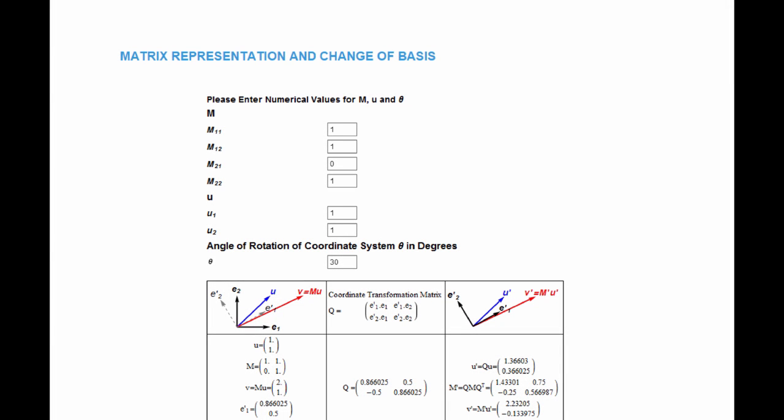On the website, you have a tool. You can input the 4 components of the matrix, the 2 components of a vector, and the angle of rotation of a coordinate system in degrees, and then the tool will give you the coordinate transformation matrix, the new vector U prime, and the new matrix M prime after multiplying by Q transpose. So you should do this by hand, and you should do it using the tool, and compare and see if you're getting exactly what the tool is predicting or not.